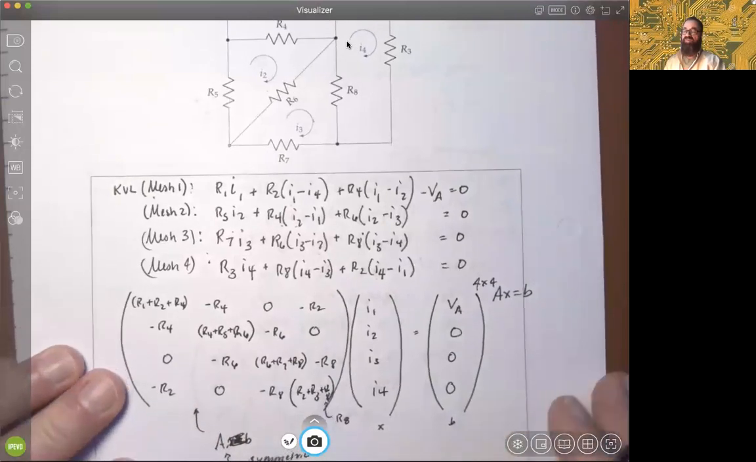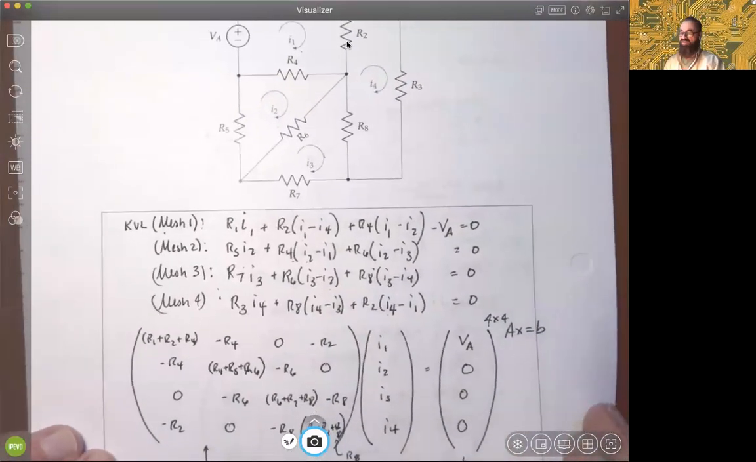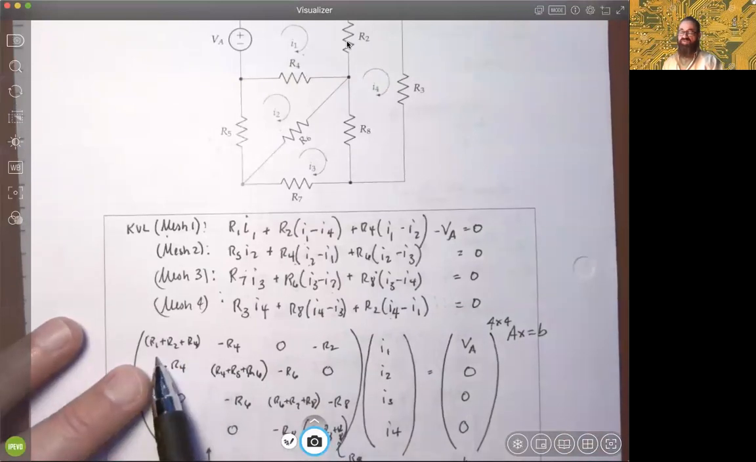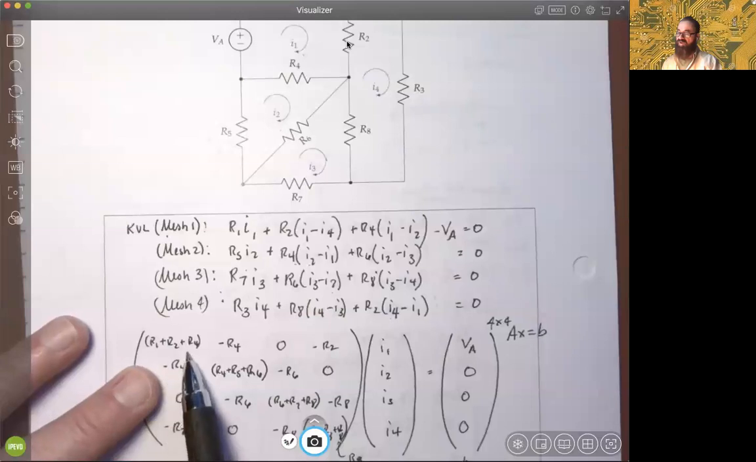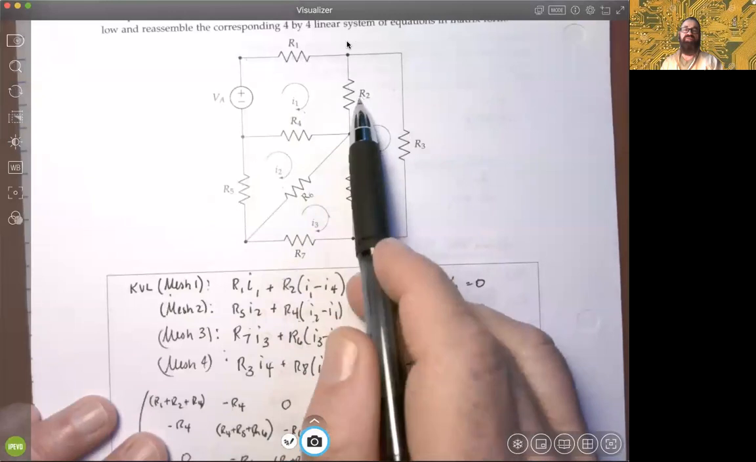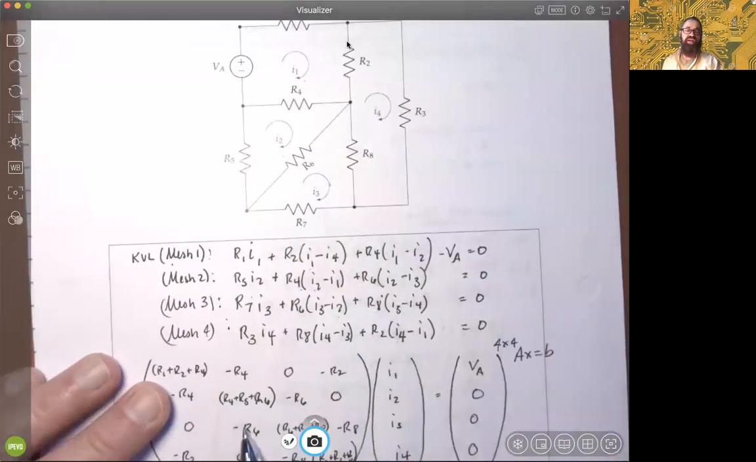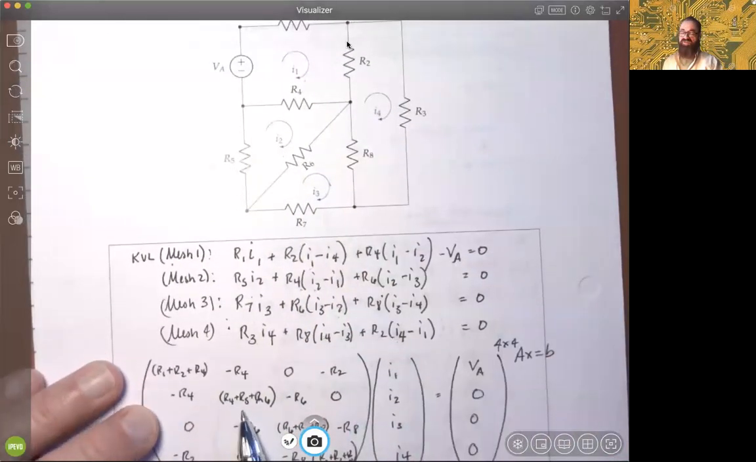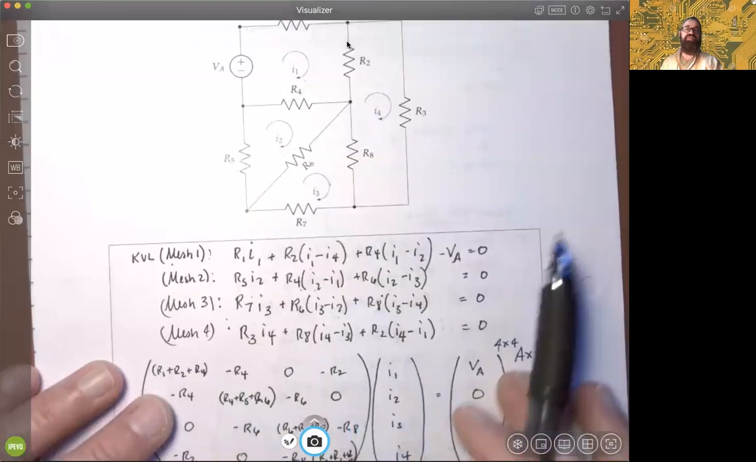Another interesting thing is if you look very carefully at the matrix in terms of how it represents the network, it's very interesting. The first row, this diagonal element was resistances 1, 2, and 4, right? Notice the resistances that are in mesh 1: 1, 2, and 4. Notice on this diagonal, the resistances in the 2,2 position were 4, 5, and 6.